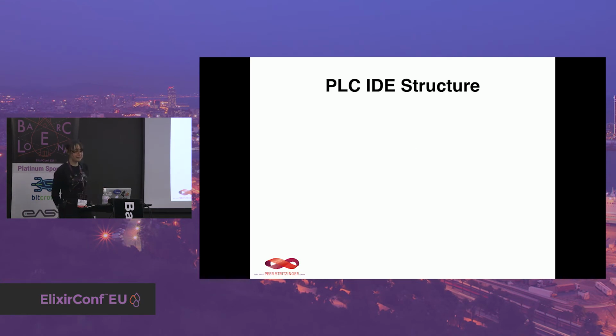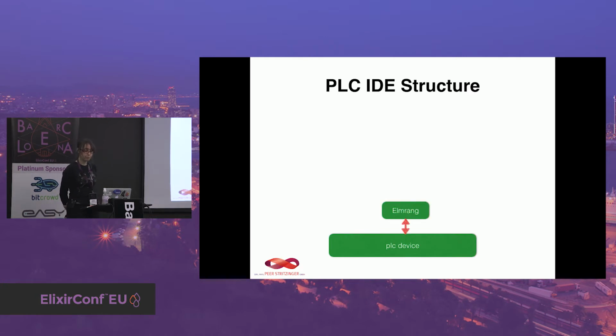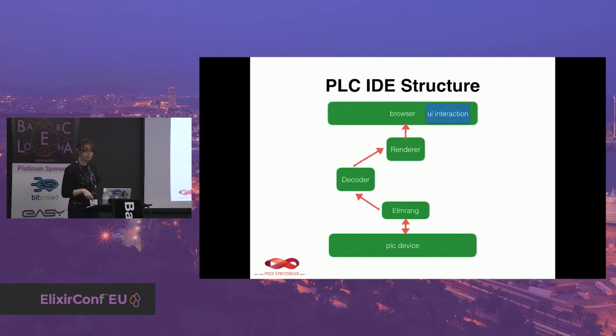So going on with the PLC IDE structure, as I said, we have the PLC device, and we have a bunch of components. We have the Elm library, which is the WebSocket library, which is a component. I know in Elm, a component is a bad word. Bear with me. It wasn't a bad word yet at the time. And we have a decoder component, which decodes the JSON that comes in from the WebSocket library. And we have a rendering component, which renders it to the browser. And then the UI interaction is captured, and it's encoded in messages that go back to the PLC device. So that's how clicking on stuff gets me the plots on the way back.